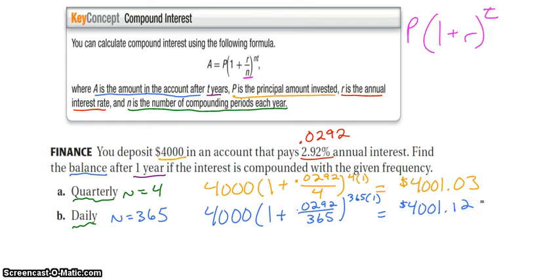So again, not a lot, but again, it was just 1 year. You didn't have to do anything for it. And the longer you keep it there, it will grow. So that's all I really wanted to talk about with 7.2. We'll look at a little bit in class, and then you'll work on your homework. So I'll see you then.